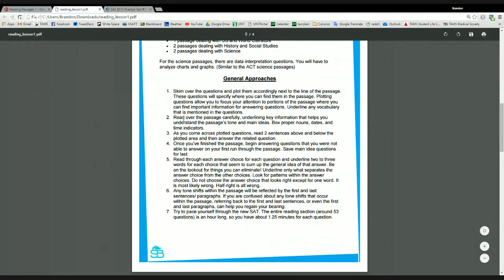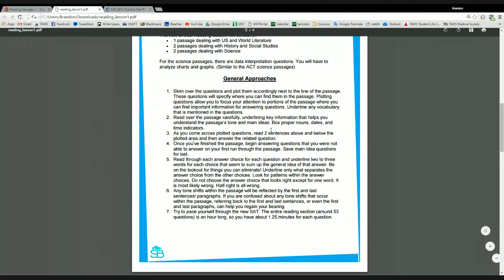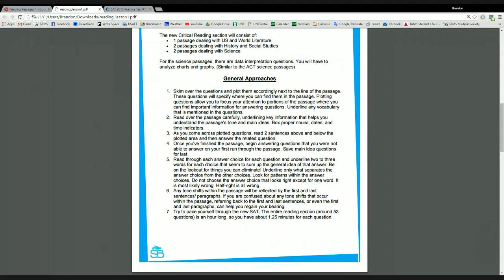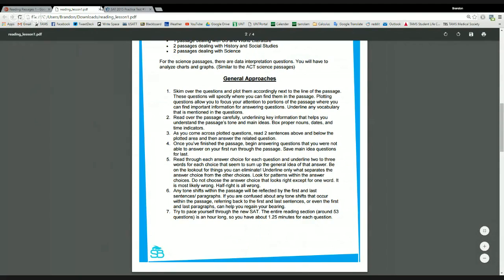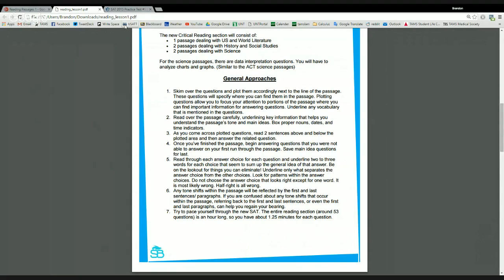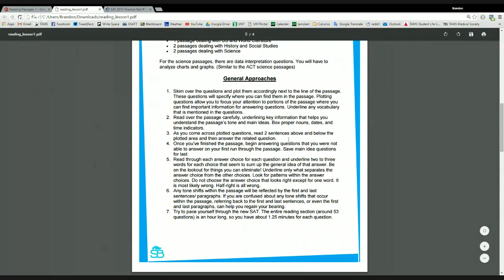Second of all, read over the passage carefully, underlining key information that helps you understand the passage's tone and main idea. Box proper nouns, dates, and time indicators. So quickly read over the passage and make sure you underline keywords. Mostly it's in the main idea. The main idea can be seen in the first and last paragraph. So you can just underline some keywords to understand what it's about.